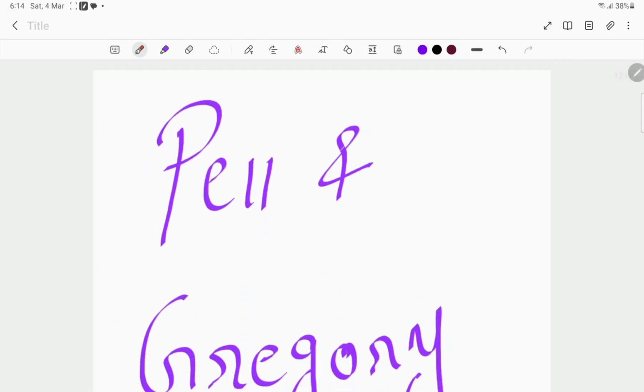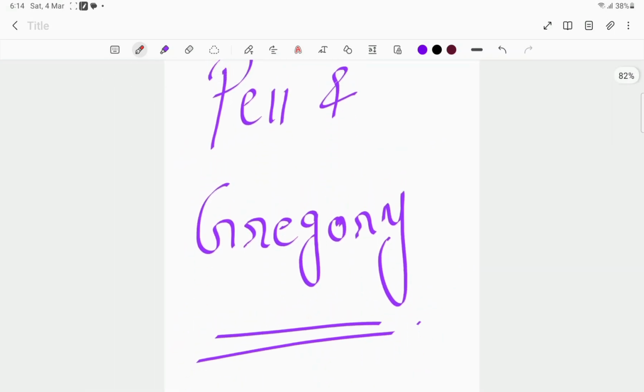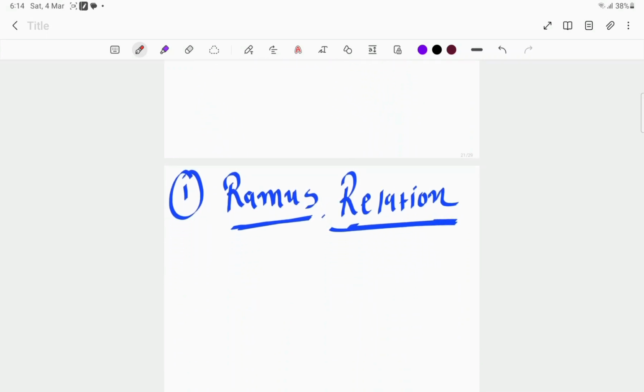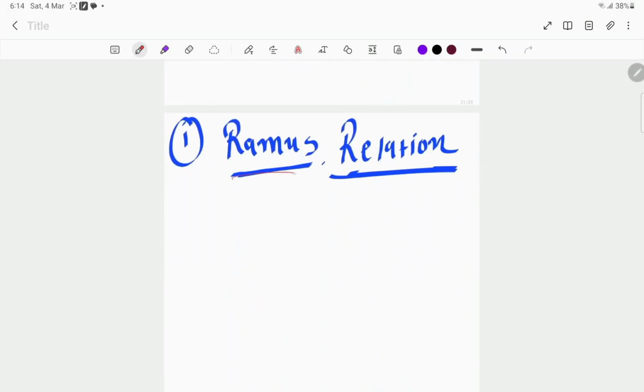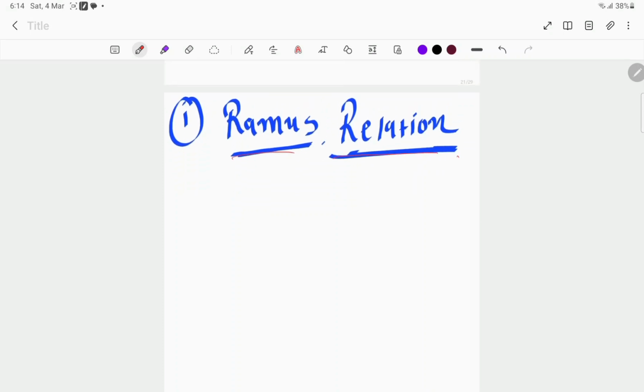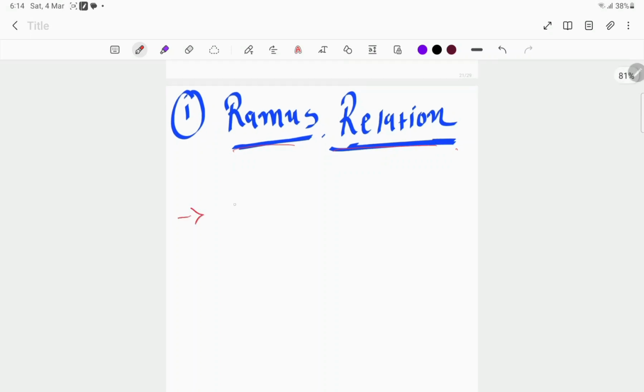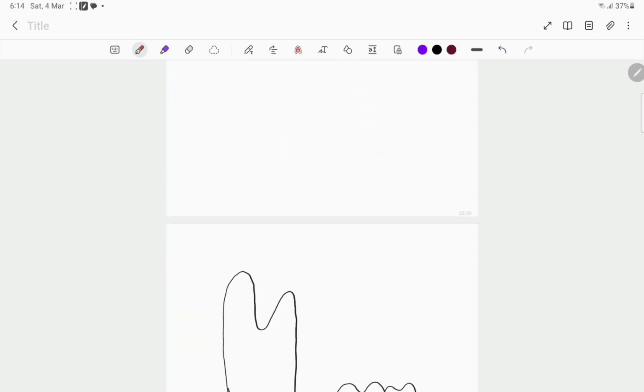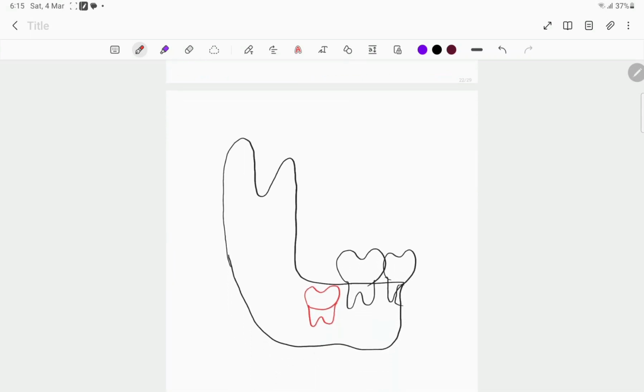That's why this is the difficult one, right? Now the second classification, which is Pell and Gregory. In Pell and Gregory, as we know, we have two. First is our ramus relationship. How is the ramus relationship determined? We will see how much space is available for eruption. So it is based on space availability.